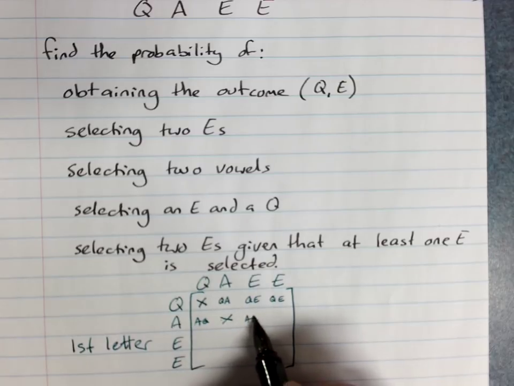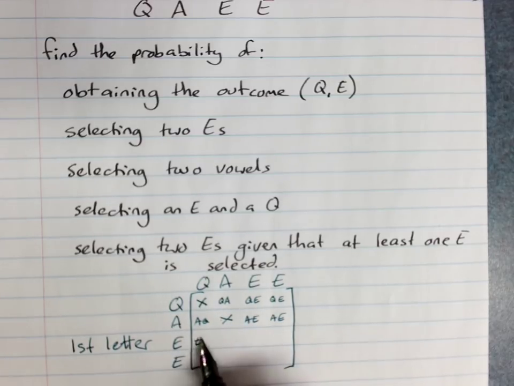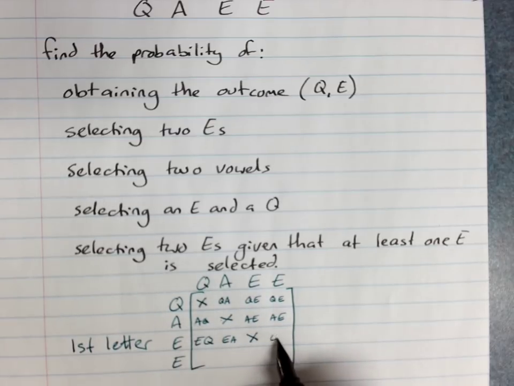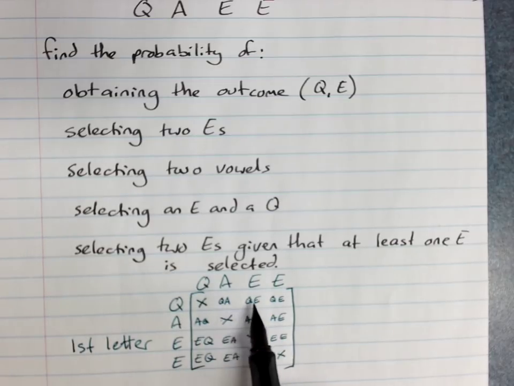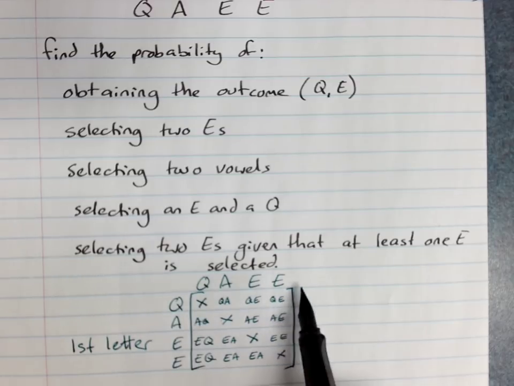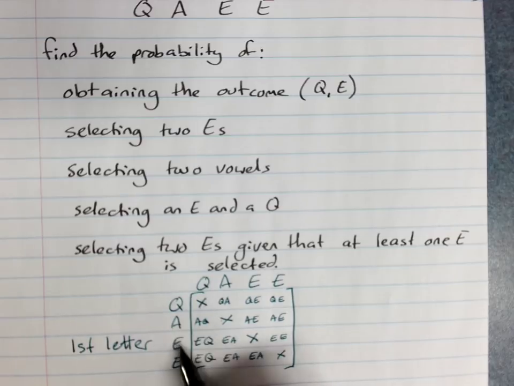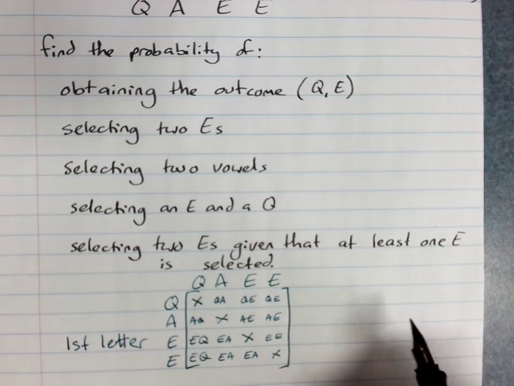I could get AE or AE. Here, EQ, EA. I can't get EE on this one, but I can get EE there because there are 2 different E's. EQ, EA, EA, and nothing. Now these don't count as outcomes because they can't happen. So the total number of outcomes here is 1, 2, 3, 4, 5, 6, 7, 8, 9, 10, 11, 12. So you can't do 4 times 4. What you can do is say, look, there's 4 letters for my first choice, 3 letters only remaining for my second choice, so the number of outcomes is 4 times 3, which is 12.